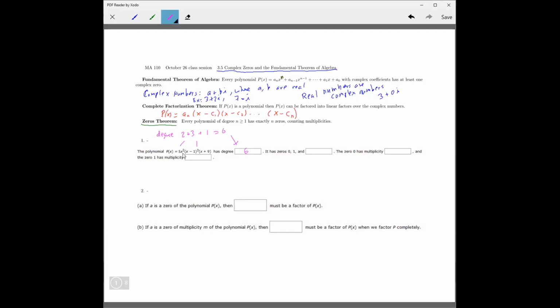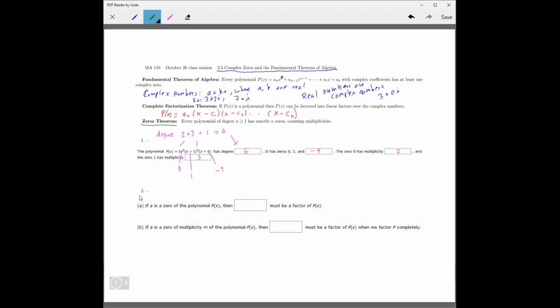The zeros are, from here, 0, this is 1, and this is -9. So 0, 1, and -9. 0 has multiplicity 2, because that's raised to the second power. And 1 has multiplicity 3. And then -9 is just multiplicity 1, also known as a simple zero.